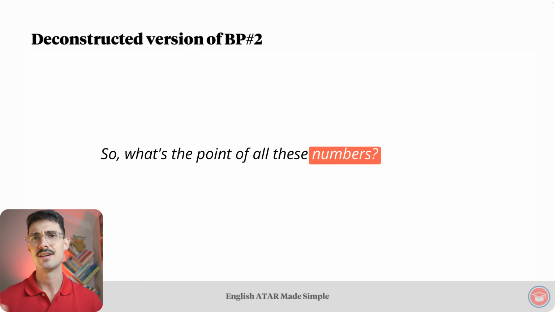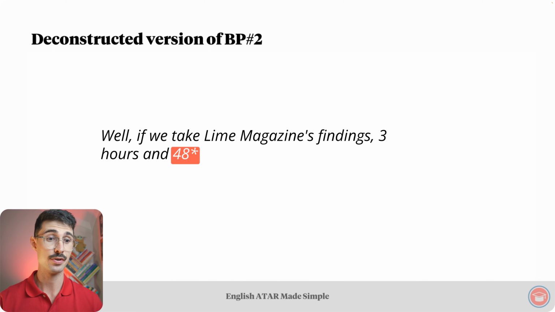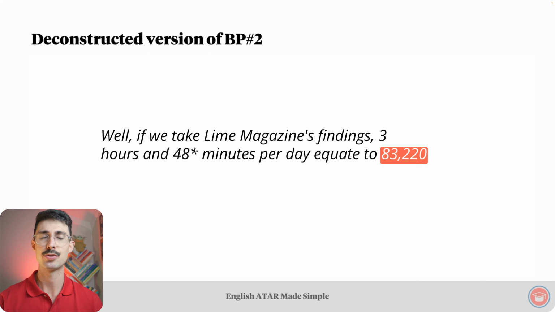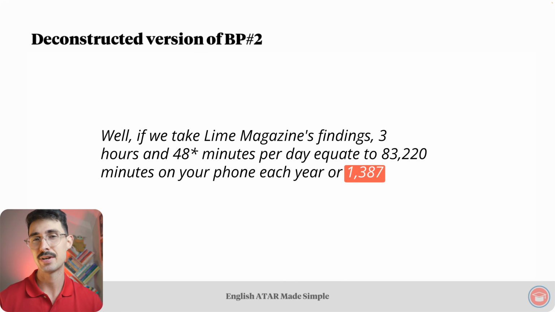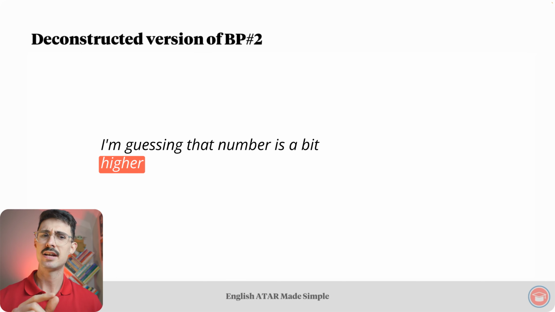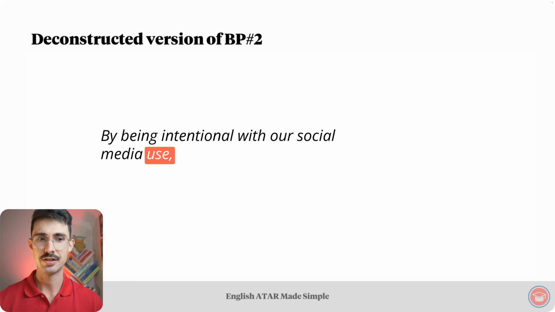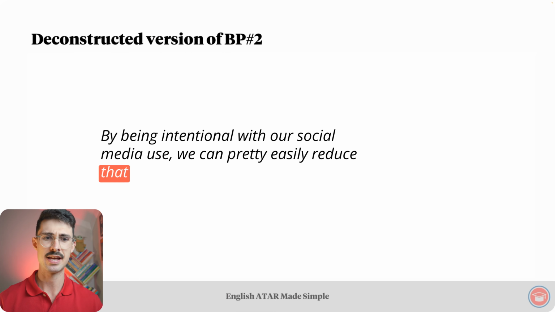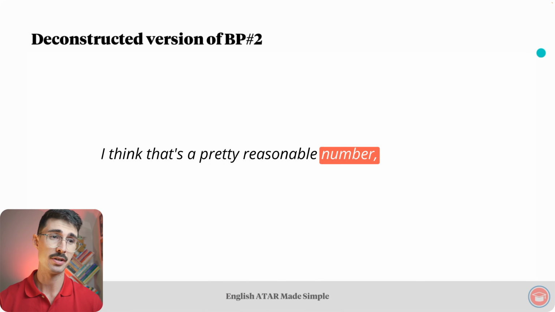Turning to the explain. So what's the point of all these numbers? Well, if we take Lime magazine's findings, 3 hours and 45 minutes per day equate to 83,220 minutes on your phone each year, or 1,387 hours. I'm guessing that number is a bit higher than some of you expected. By being intentional with our social media use, we can pretty easily reduce that number to around 2 hours per day. I think that's a pretty reasonable number, don't you?